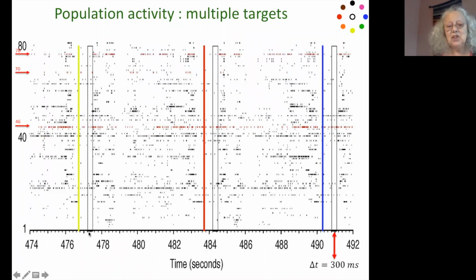So we're going to take actually a very wide delta t, a delta t of 300 milliseconds, which involves the whole duration of the reach itself. And this is the name of the decoding game. The decoding game is as follows.